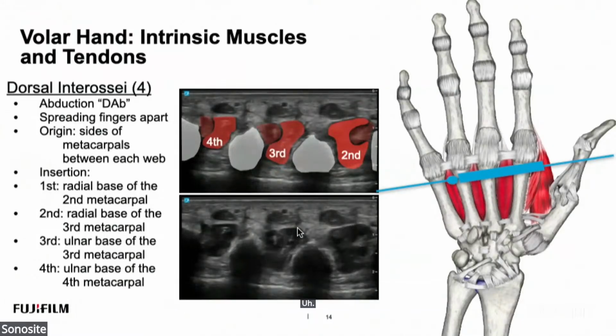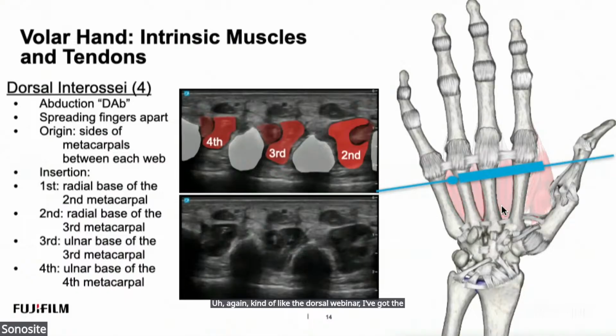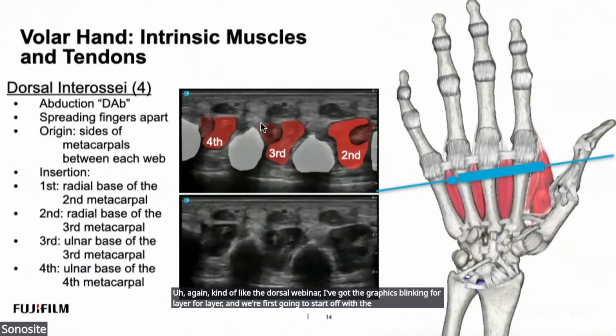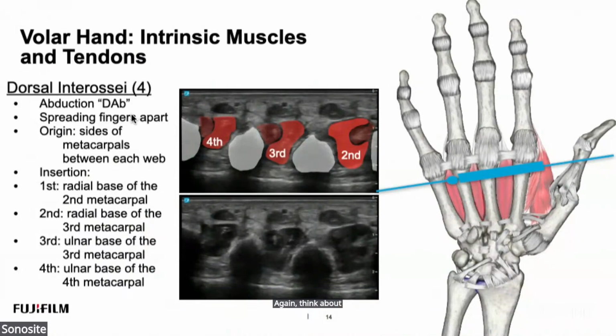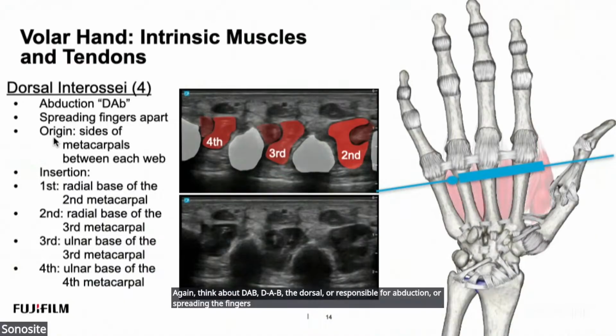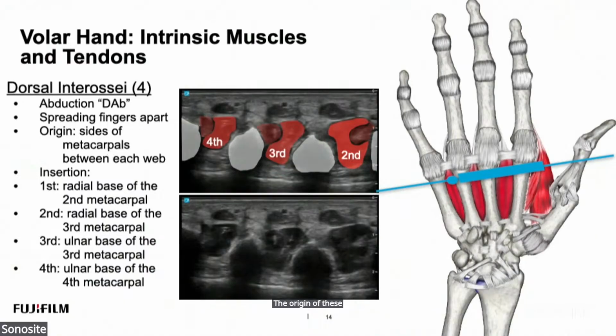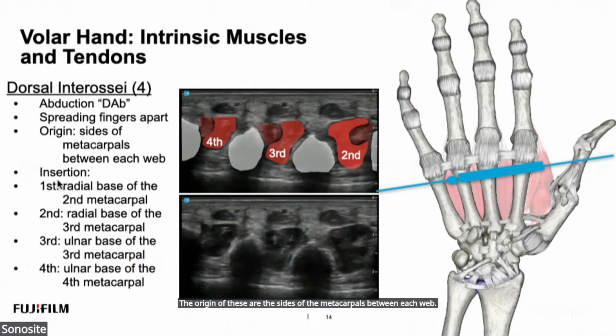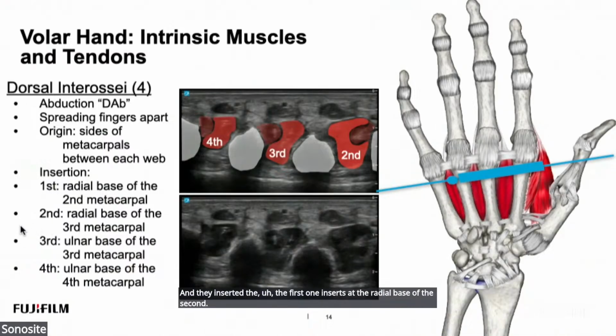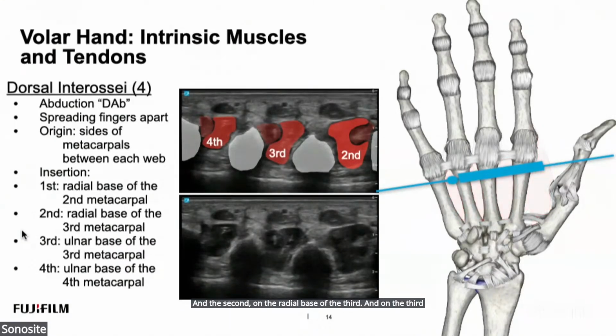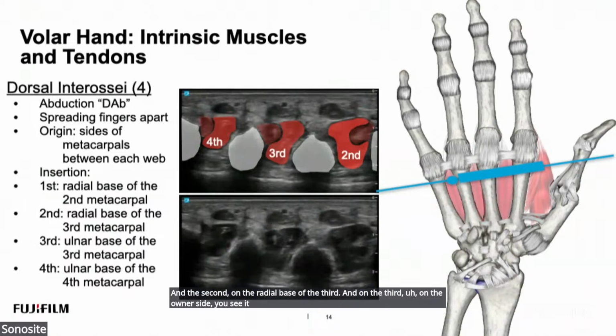Again, kind of like the dorsal webinar, I've got the graphics blinking for layer, and we're first going to start off with the dorsal interossei. Again, think about DAB, D-A-B. The dorsal are responsible for abduction, or spreading the fingers apart. The origin of these are the sides of the metacarpals between each web, and the first one inserts at the radial base of the second, and the second on the radial base of the third, and on the third, on the ulnar side, you see it switches, because these are responsible for pulling the fingers together.